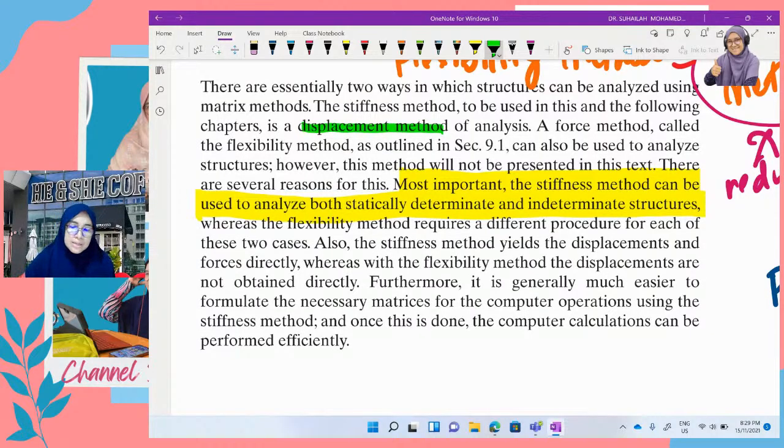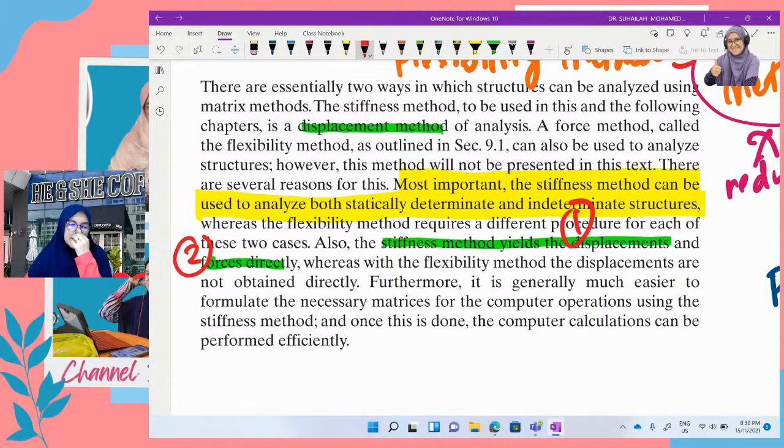Let's look at the next advantage. The flexibility method requires a different procedure for each of the two cases. The stiffness method yields displacement and force directly. This is the first one, and this is the second one. In the stiffness method, output number 1 is displacement and output number 2 is forces. We can get these two outputs directly using the stiffness method, but we cannot do that using the flexibility method.